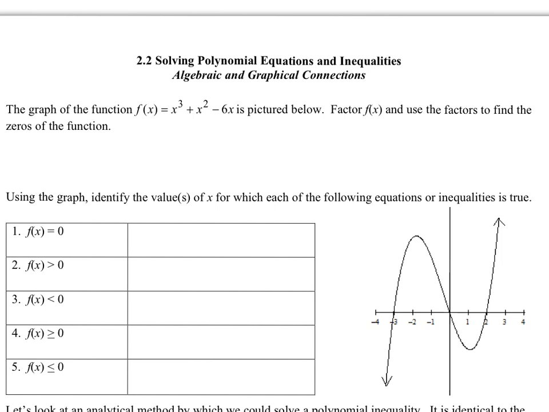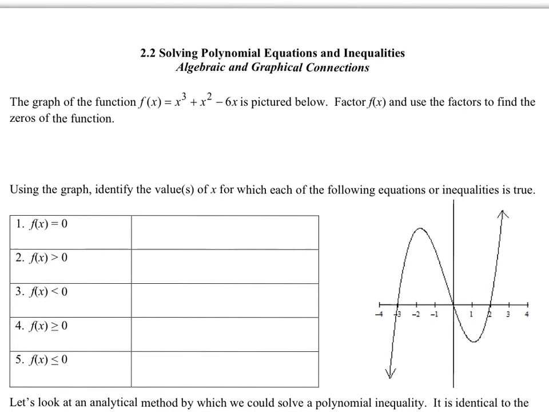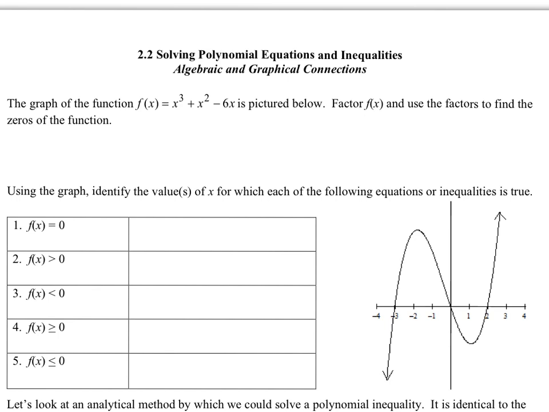We are going to look at this, where they're given the graph here, and they want us to factor this function and use the factors to find the zeros. If we factor this, which we just did all of yesterday, I could factor out a GCF of x. That gives me x squared plus x minus 6, and if we keep going, this would be x plus 3, x minus 2.